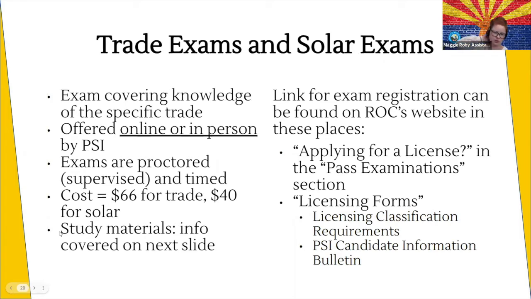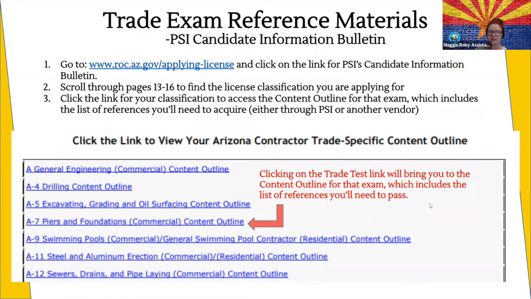For trade exams and solar exams, this exam is going to cover the specifics to that trade that you are applying for. These trade and solar exams can be offered online or in person, and they are offered by PSI. So their information is also on our website as well. These are supervised exams, and they are timed. The cost is going to be $66 for the trade and $40 for the solar exams. We do have some information on the next slide that we'll cover in regards to the study materials for your trade exams.